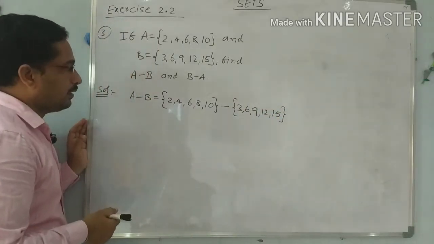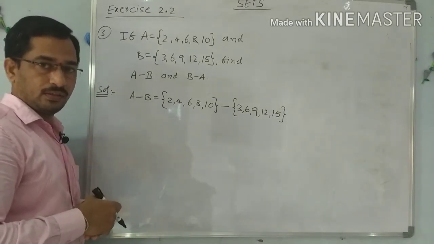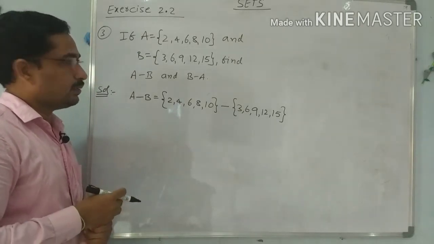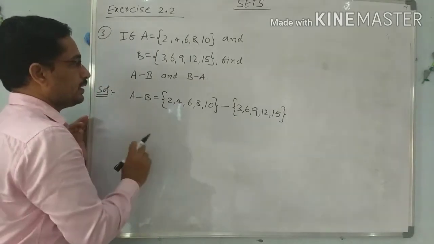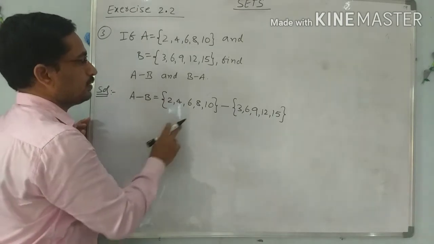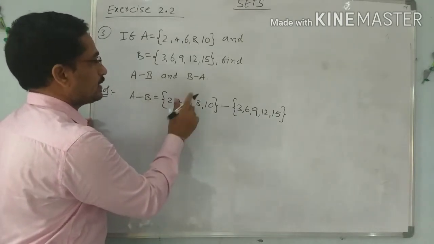See, already we completed how to find out A minus B in the previous video, but I explained that with a simple trick. If you identify the trick, see what is the trick. Here, first cancel the common elements in both the sets. So what are the common elements? The only common element is 6.